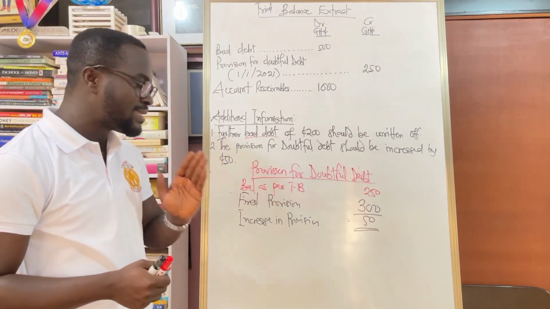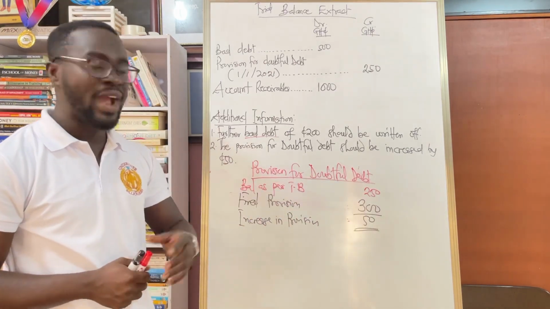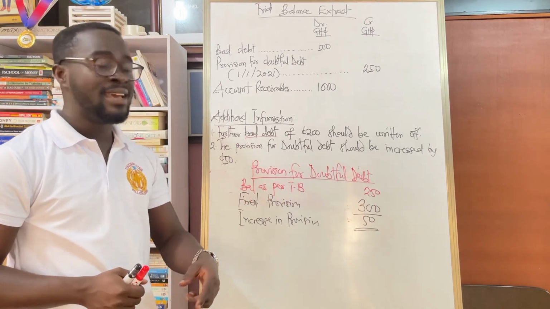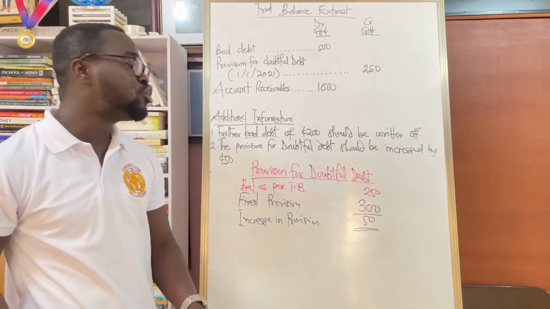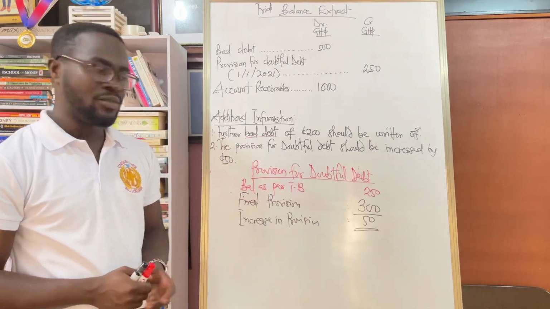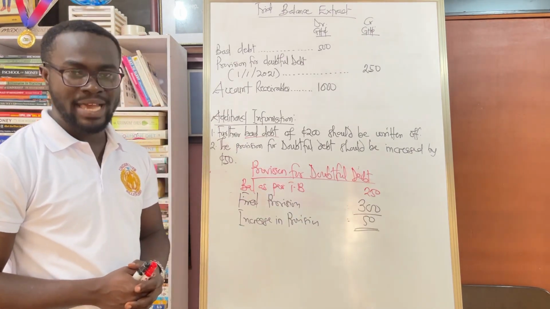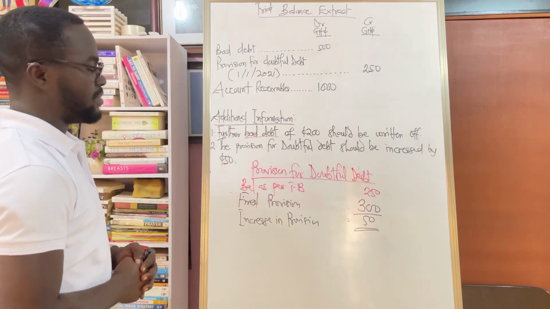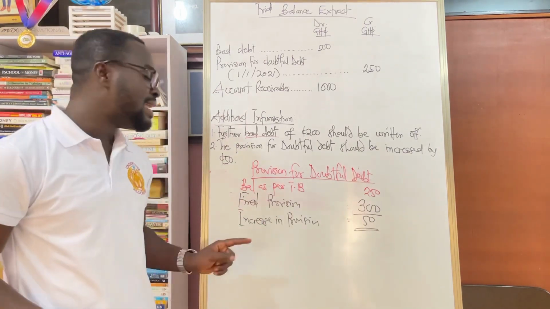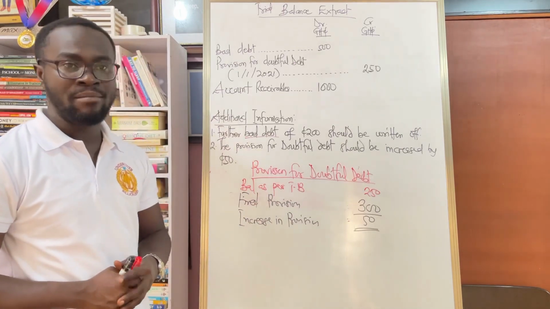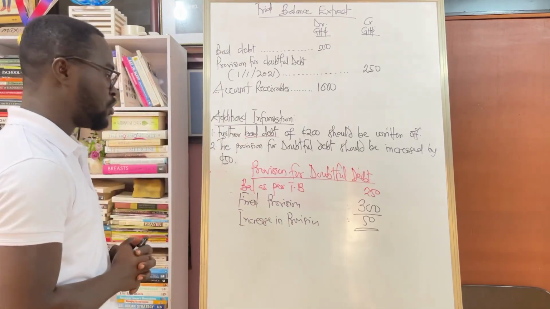The provision itself was 250. Right now, management is saying that it should be increased by 50, meaning that the final provision should be 300 cedis. So this increase in provision becomes an expense. The other way around, in case it was a decrease in provision, then the decrease would have been other income, which will be added to our gross profit.